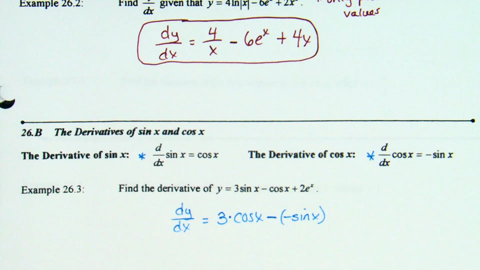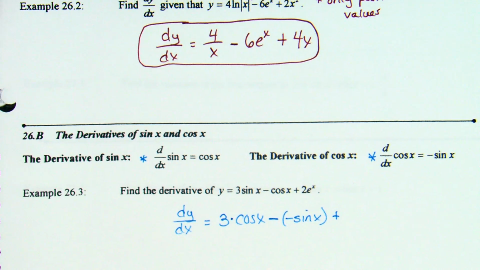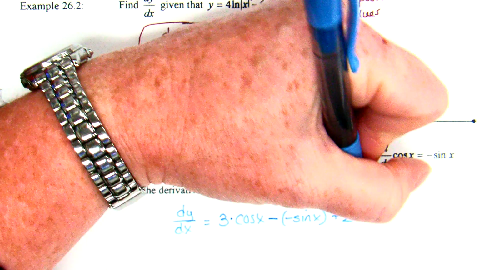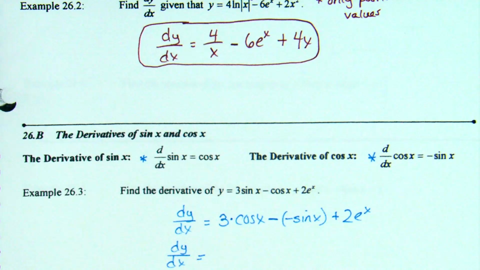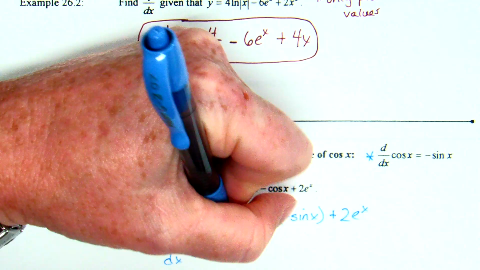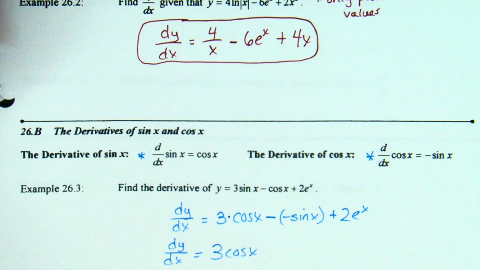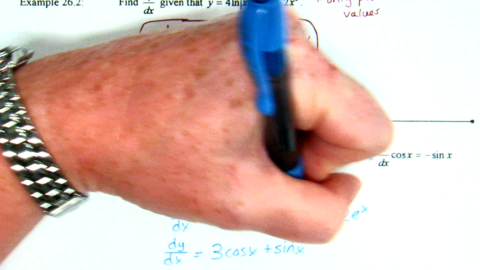Plus, what's the derivative of 2e to the x? 2e to the x. e to the x stays as is. So if I clean this up a little bit, 3 times cosine x is 3 cosine x, minus a negative sine x is plus sine x, plus 2e to the x.